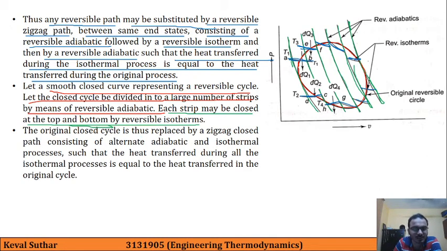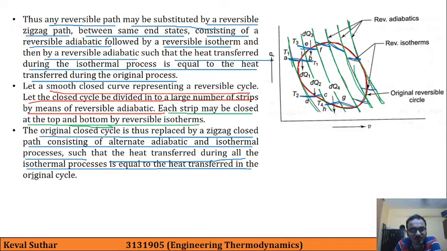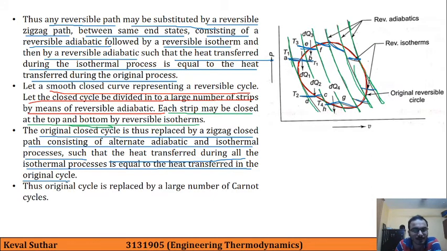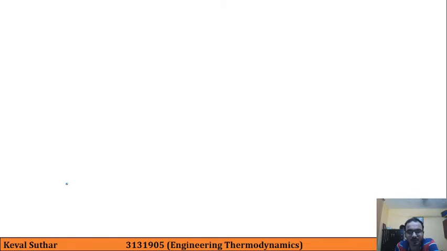So the original cycle is thus replaced by a zigzag closed path consisting of alternate adiabatic and isothermal processes, such that the heat transfer during all isothermal processes is equal to the heat transfer during the original cycle. And here we have replaced our original cycle with a large number of Carnot cycles.